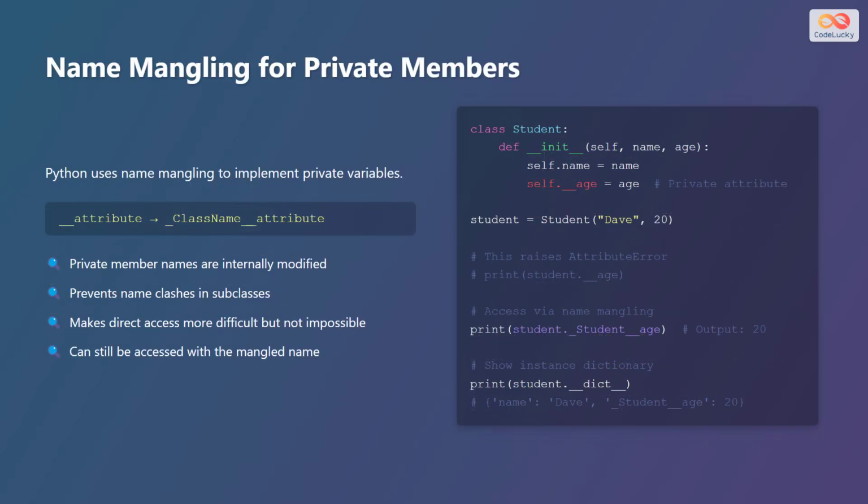Let's dive a little deeper into name mangling. Python uses name mangling to provide a form of privacy for private variables. When a member is declared with a double underscore, its name is internally modified to prevent name clashes in subclasses. The name is transformed into _classname__attribute. This makes direct access more difficult but not entirely impossible, as the member can still be accessed using its mangled name. You can see in the example that the private attribute __age can be accessed using _student__age. You can also see all the attributes of the object student by calling the __dict__ method.